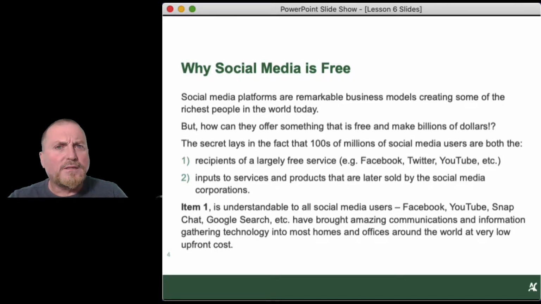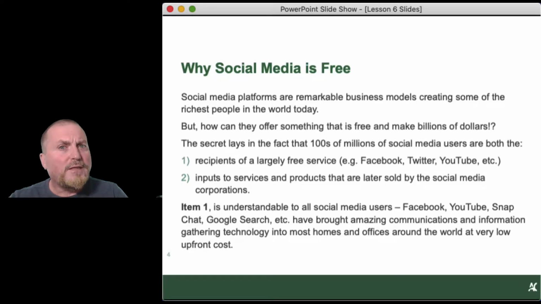Item one is understandable to all social media users. Facebook, YouTube, Snapchat, Google Search, etc. have brought amazing communications and information gathering technology into homes and offices around the world at very low upfront cost. I don't think anybody would disagree with that proposition. There's no question that this has been the case, and this is the beauty of the business model, right? You can offer something for free, but it's actually not for free, and then they trade on it to make billions of dollars after the fact.